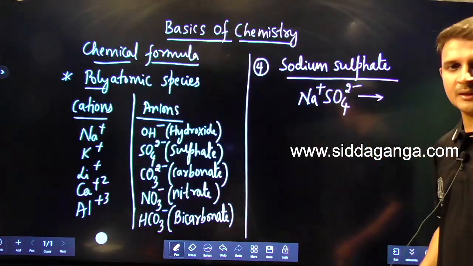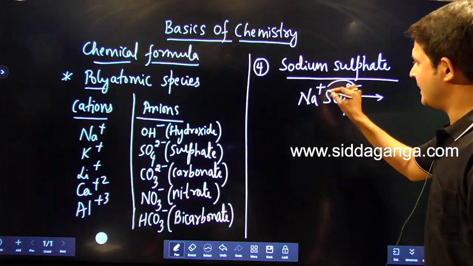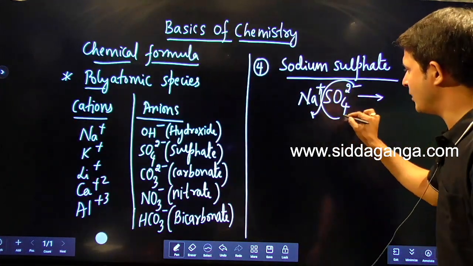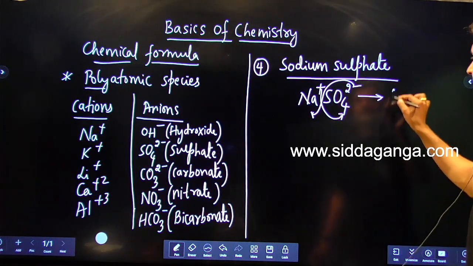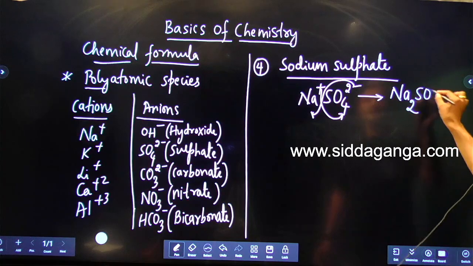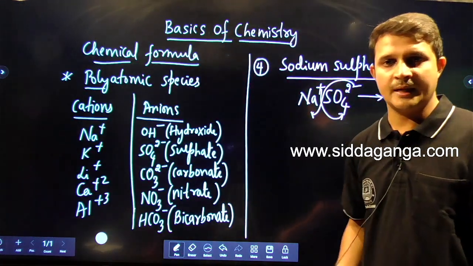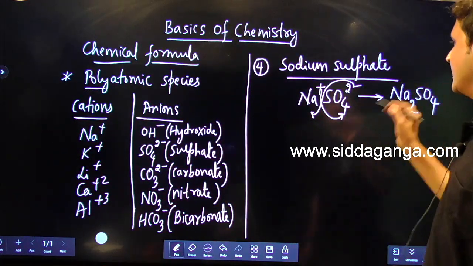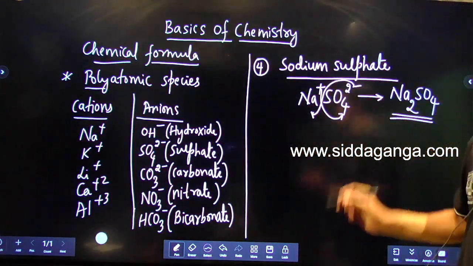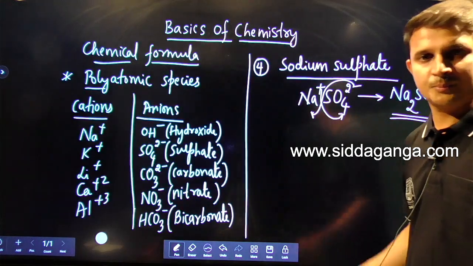So the formula: here the valency is 2 for sodium, here 1 for sulfate, which is Na2SO4. Na2SO4 is the chemical formula of sodium sulfate. Hope it is clear.